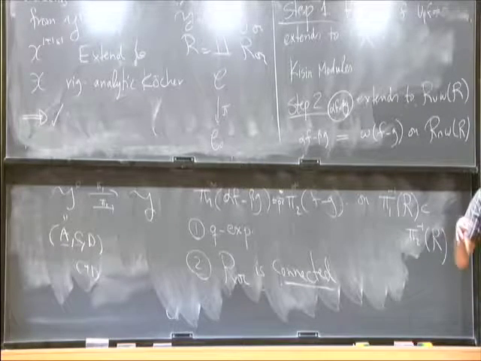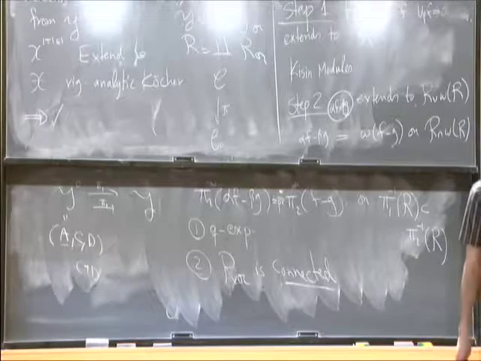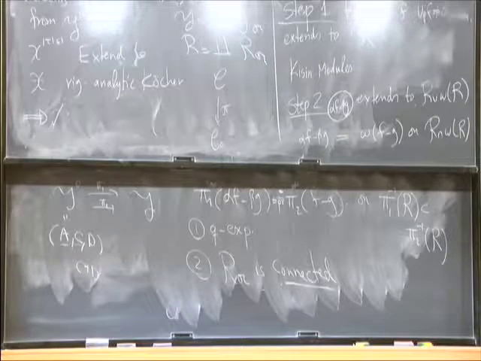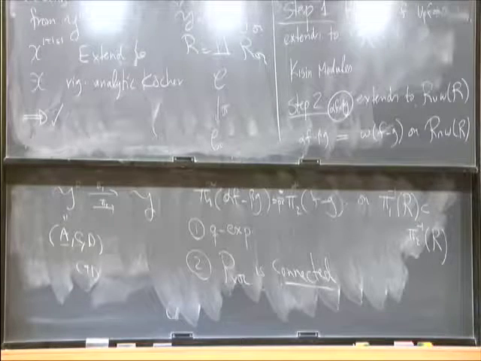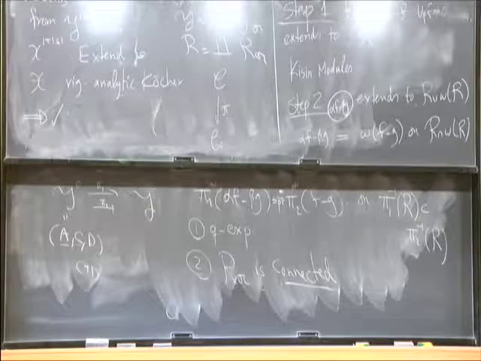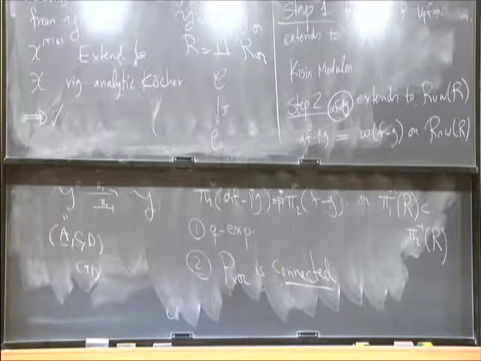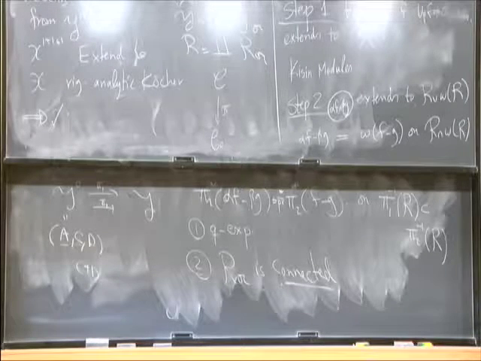But this is a finite flat map, so you can take the trace of it. You can take the trace of a thing from upstairs. And then when you pull it back, it's going to be like a degree times the original thing.